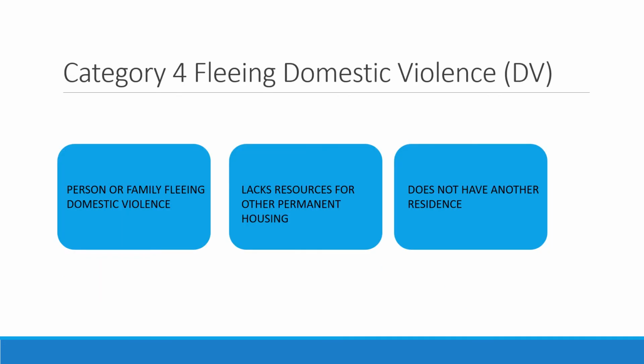Lastly, Category 4, fleeing domestic violence, is very straightforward. People who fall under this category are individuals or families that are fleeing domestic violence, and they don't have another place to live or social support like family or friends or someone safe they can stay with long term.